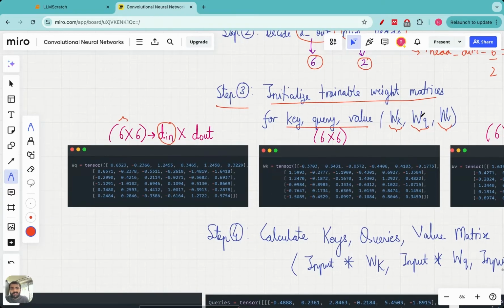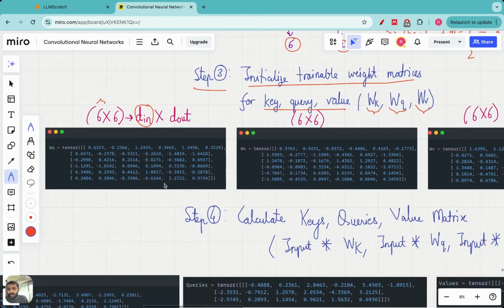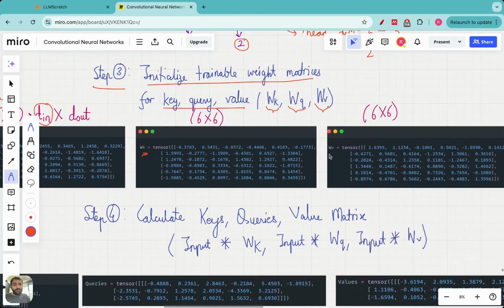So we have to initialize these three matrices, and I have shown these random initializations here. You can see that WQ is a 6 by 6 tensor, WK is a 6 by 6 tensor, and WV is a 6 by 6 tensor.